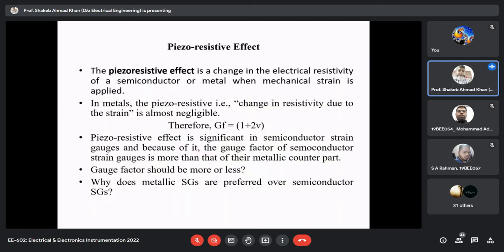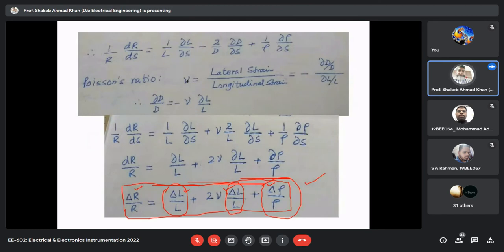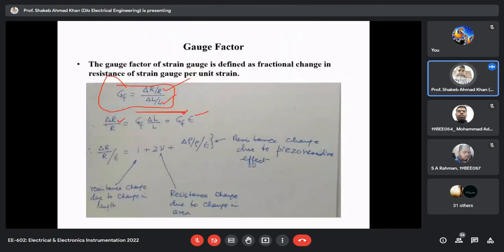Now we are coming back to this formula. If we say delta R upon R divided by strain, it will be this. Now you see, this term is because of the change in length, this term is because of the change in area, and this term is because of the change in resistivity. Now I'm coming to clarify this final expression. Yes, there is a change in resistivity when your material is strained, and here what is the reason?